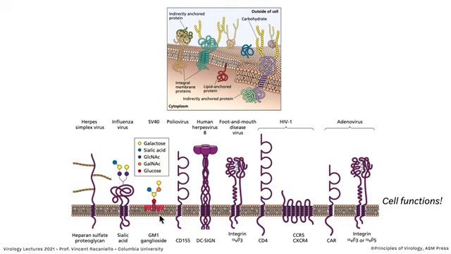SV40 actually binds a ganglioside, which is a glycosylated lipid. And then we have other proteinaceous receptors for poliovirus, for example. These circles are immunoglobulin-like domains. If I showed you a picture of an antibody, it would have a similar protein domain, and many other proteins have that.